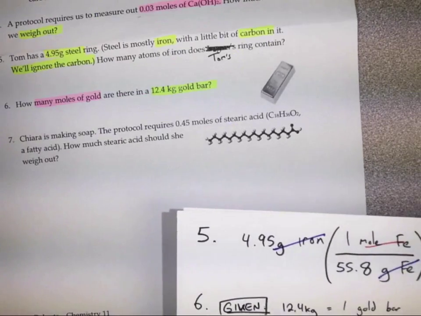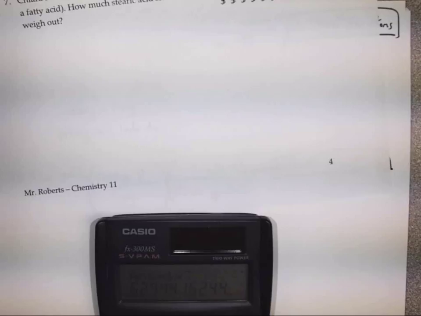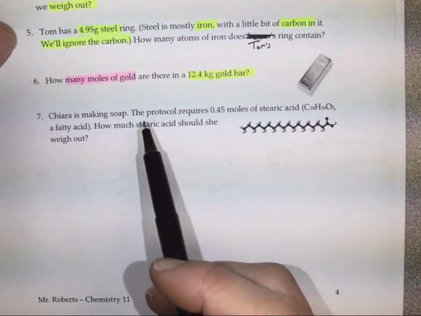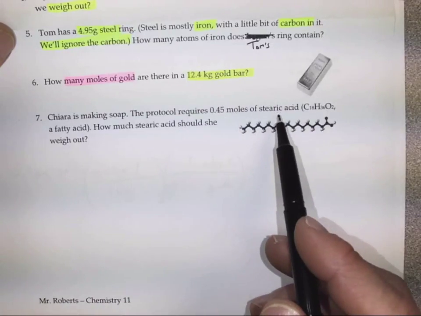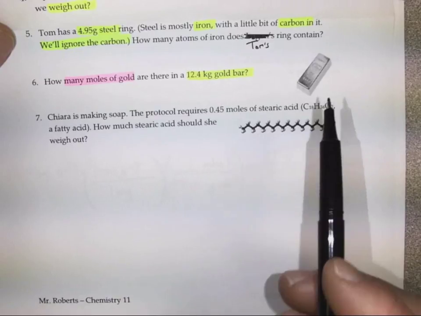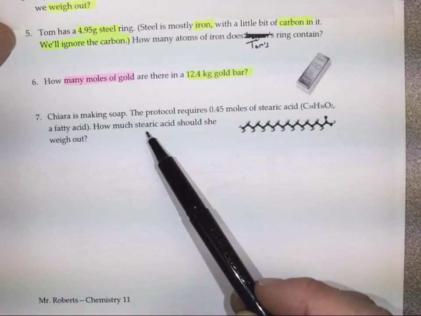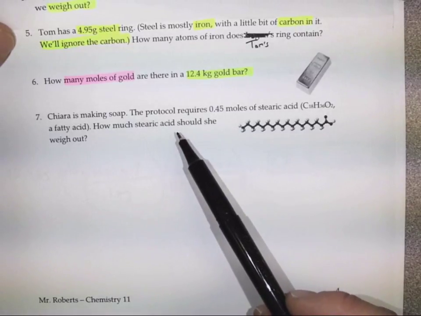All right, let's try to wrap this up. So our last question involves Kiera. She's making some soap. Protocol requires 0.45 moles of stearic acid, C18H36O2. That's a fatty acid. And the question is, how much stearic acid should she weigh out if she wants to make soap? Okay.